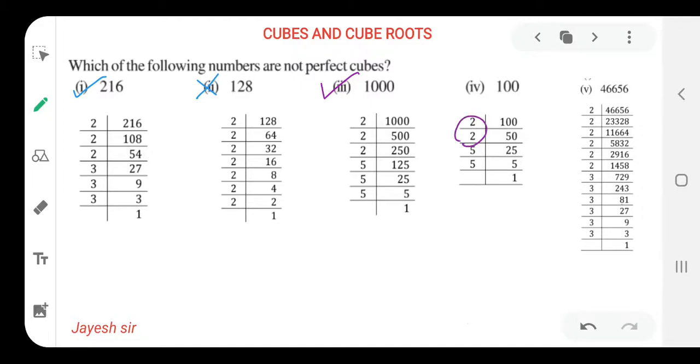Here a pair of 2 is formed, so it is not a perfect cube. Directly we can say we don't need to solve further, because we can see 2 times 2, 2 times 5. But for making it a cube, we need 3 times. In case of a square, we need only 2. So 2 times 2, 2 times 5, that means 100 is a square, but it is not a cube, because while solving for a cube, the factors should be obtained in three terms. Yes, so let us begin with the next sum.